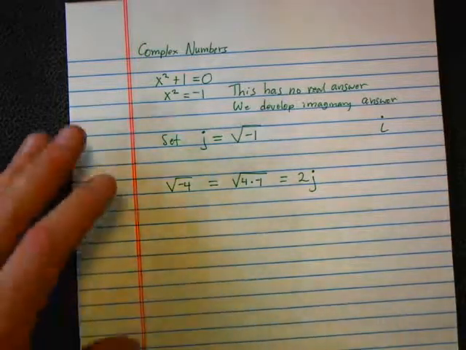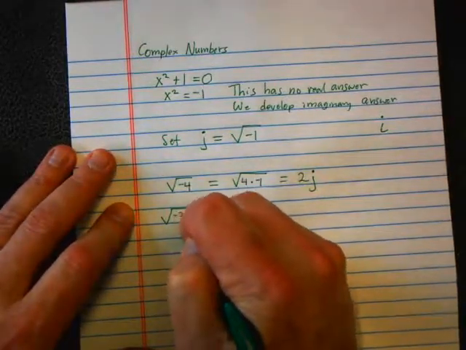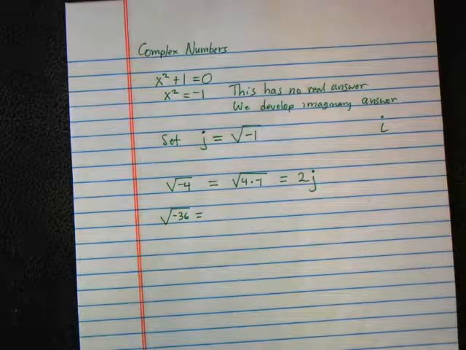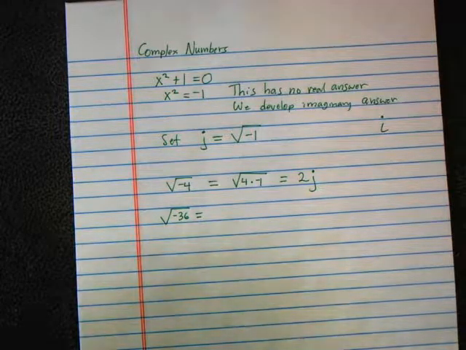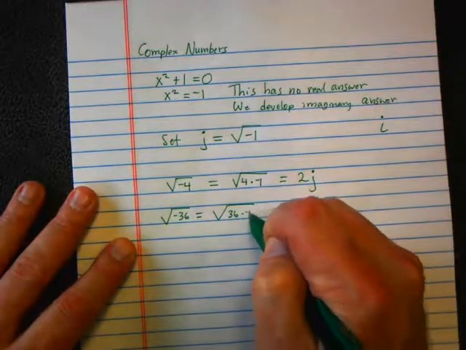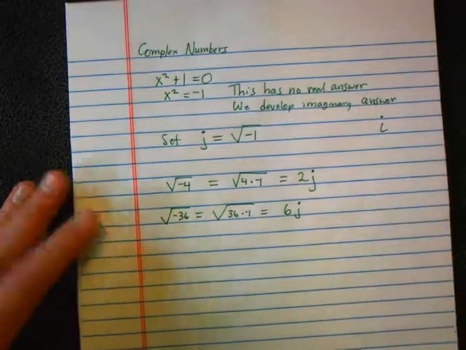And I could do the same with the square root of negative 36. What's the square root of negative 36? 6j, because negative 36 is 36 times negative 1. Square root of 36 is 6. Square root of negative 1 is j.